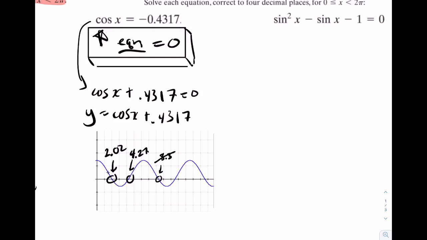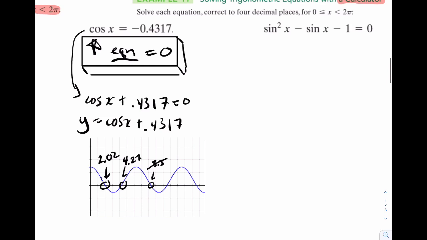We deny this one because at the very beginning of the question it said 0 to 2 pi right here. So that's what we're looking at. That means we want 0 to about 6.28. So 8.3 is clearly bigger, so those are the only answers left. So our answers here are 2.02 and 4.27. Done.